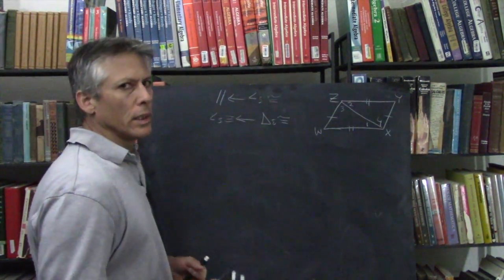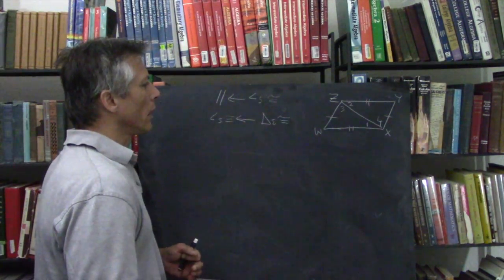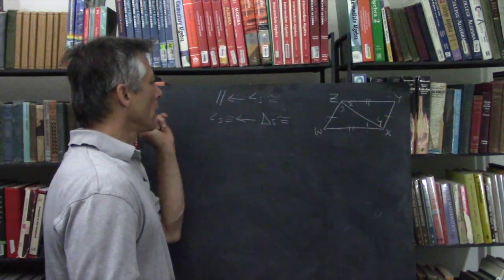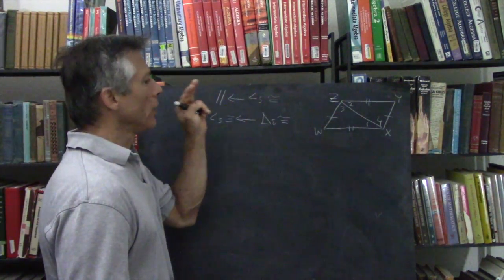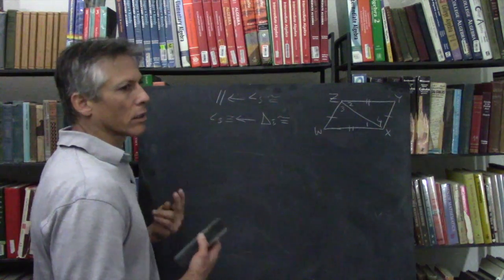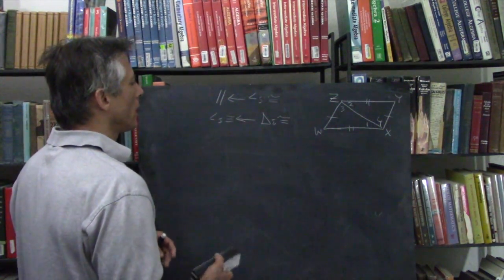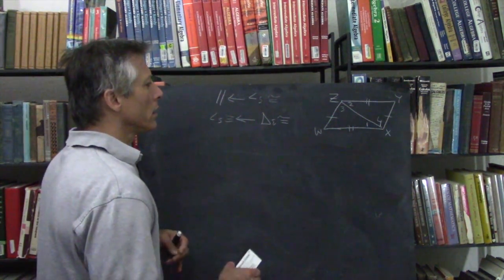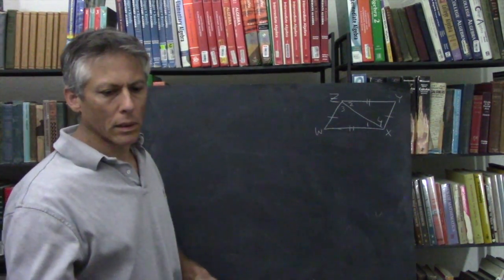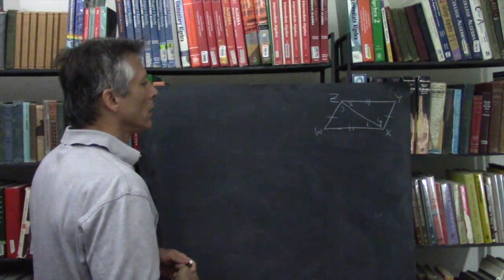So that's what we're going to be doing in our proof. If we get triangles congruent, then we know angles are congruent. If we know angles are congruent, then we know lines are parallel. So that's our strategy. If you want to write that down somewhere, stop the video, write that down. Keep track of what we're doing. So let's go and do the proof.